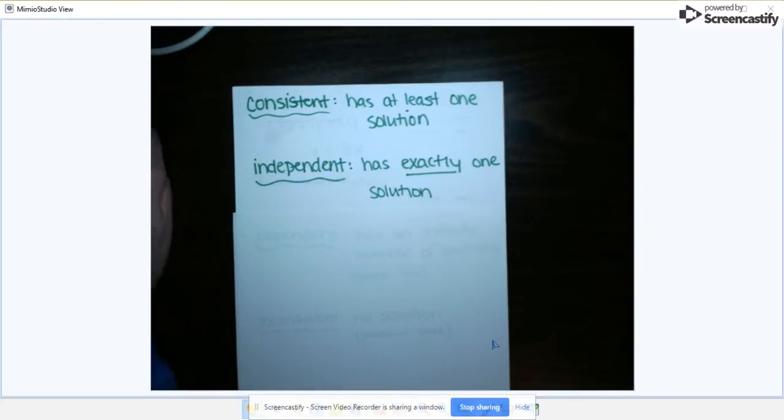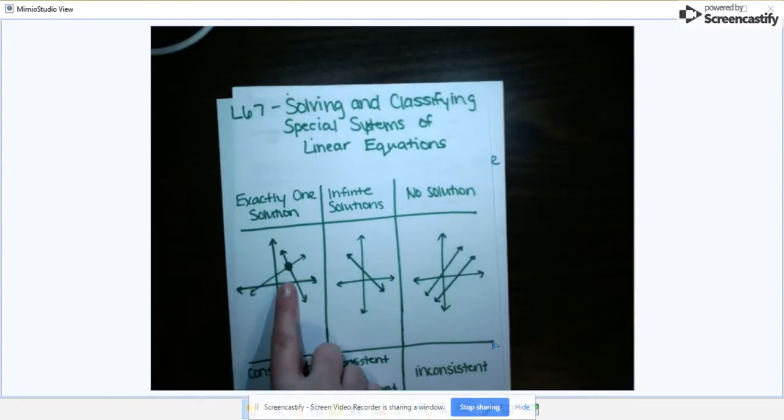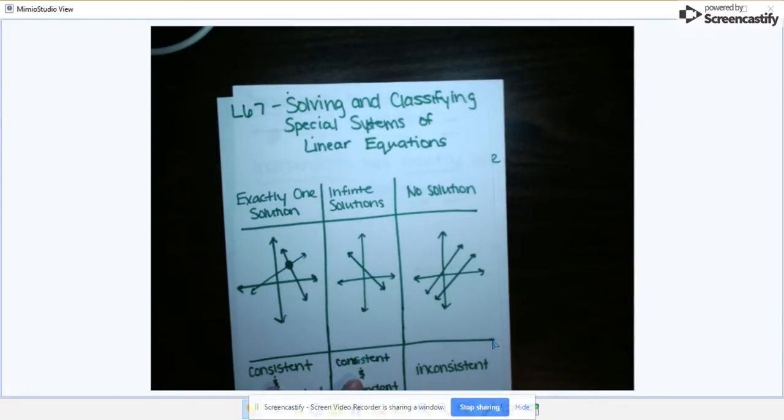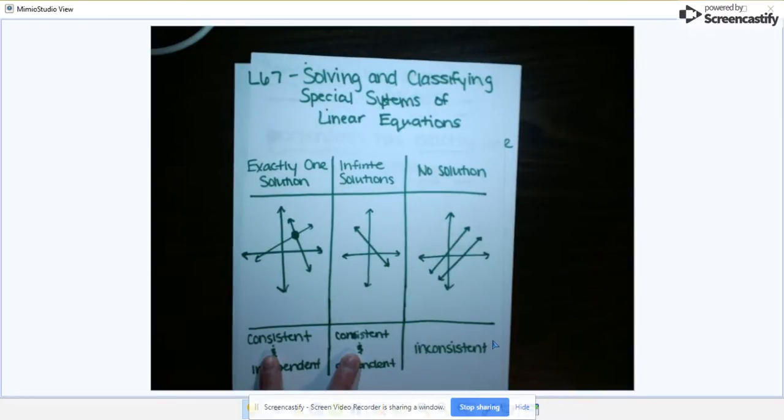Independent means that we have exactly one solution. So you will only have one. Independent only works for this first scenario where we have one solution. Okay, both of these are consistent because we have at least one solution, whereas independent means exactly one.